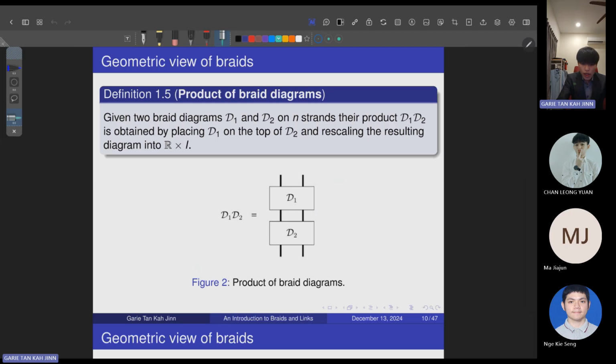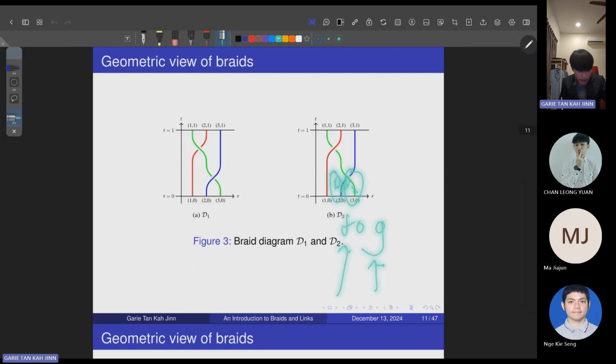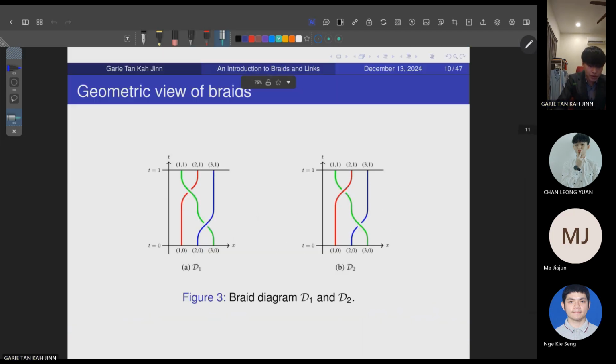Also, as for this D1 D2, the order is that the first one is here and then the second one is here. Which means we follow the order of the composition of functions, where we do G first, then we do F. Then now let's look at one example.